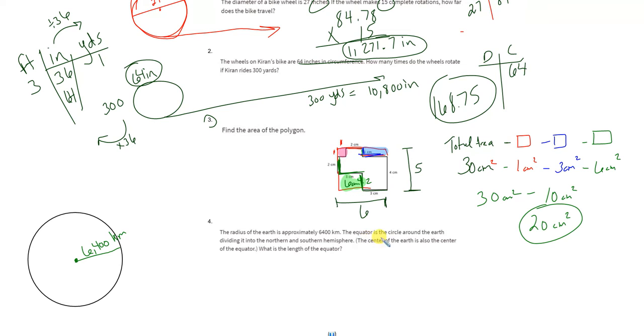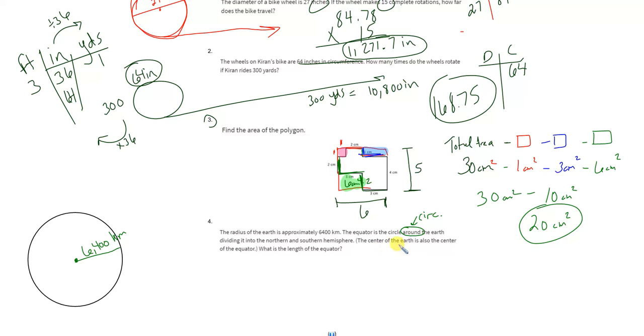The equator is the circle around the Earth, dividing it into northern and southern hemispheres. So when you see the word around, typically that's just a way of them saying, hey, we're talking about the circumference. The equator is a circumference of the Earth. It goes all the way around it.